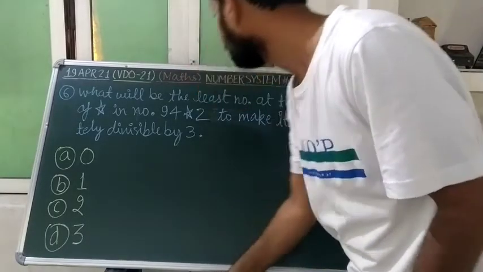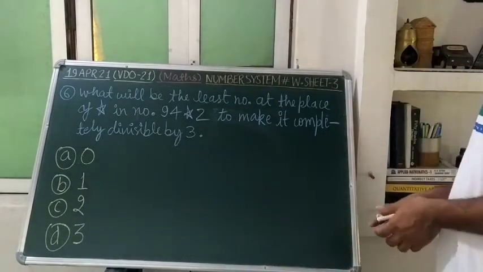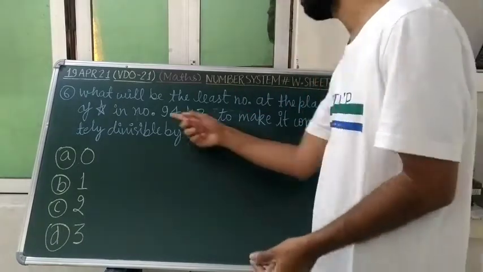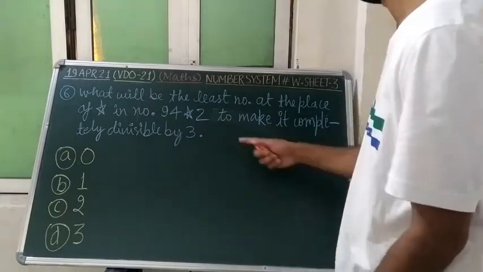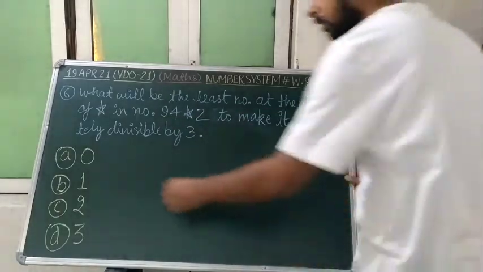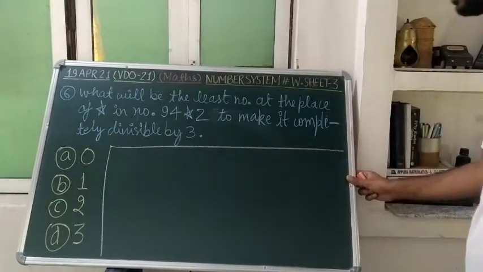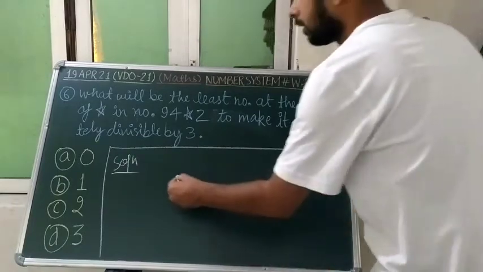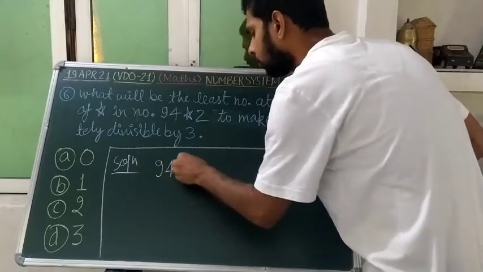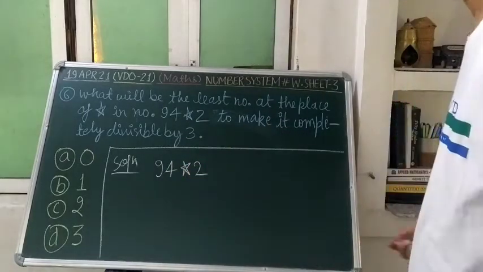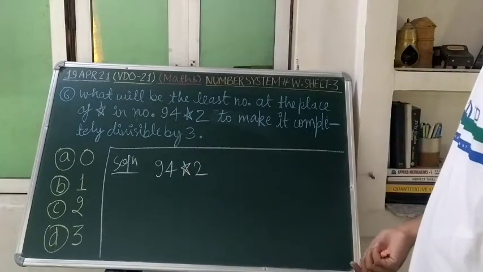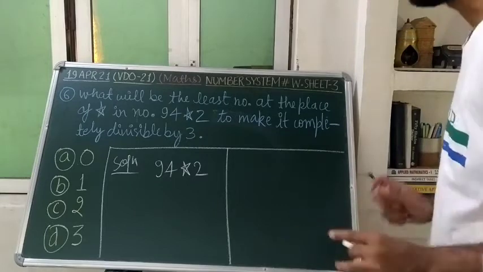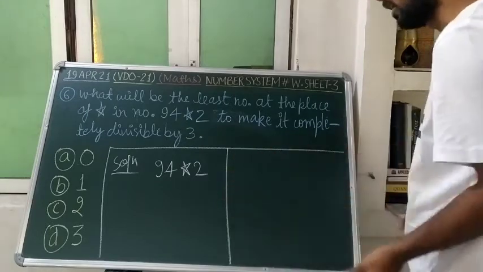Sixth problem: what will be the least number at the place of star in the number 94*2 to make it completely divisible by 3? Read it, try to understand what the problem is saying to us: we want to make 94*2 divisible by 3. I have given you the divisibility class, go to that and study from there.